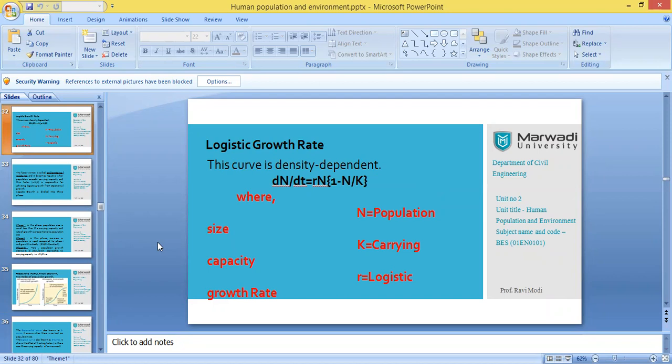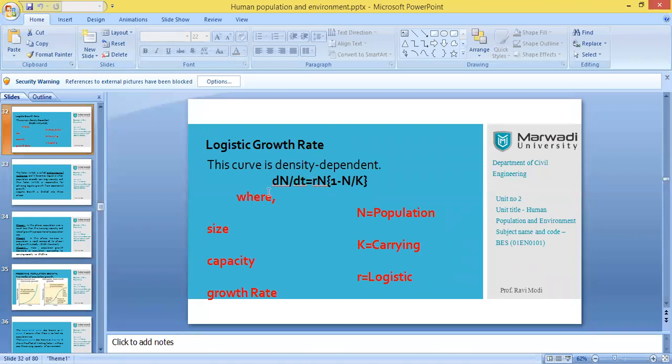This question generally comes in the MCQs or short questions. This curve is density dependent, that is dN/dt = rN(1 - N/K), where N is the population, K is called the carrying capacity, and r is called the logistic growth rate. So remember this and also note it down. These are the last points.